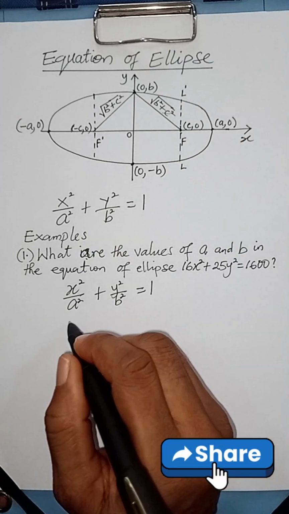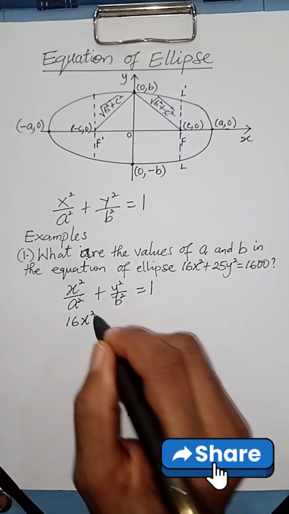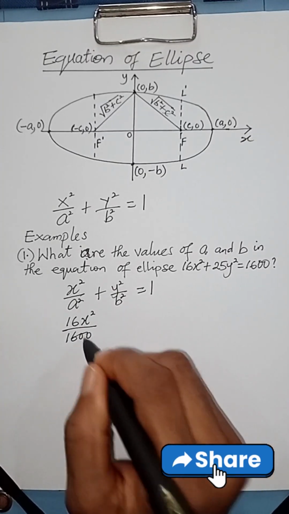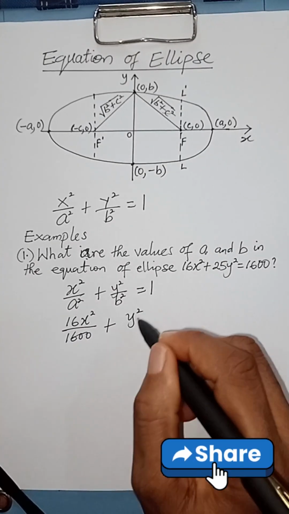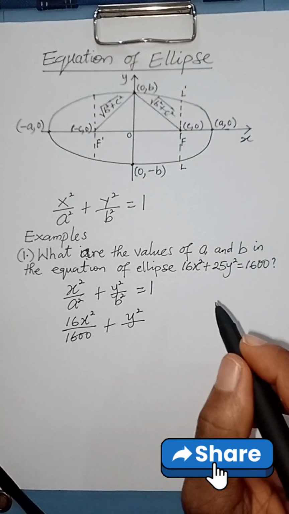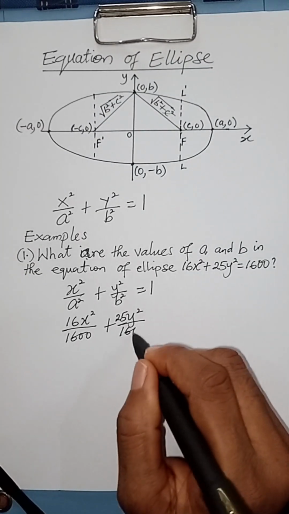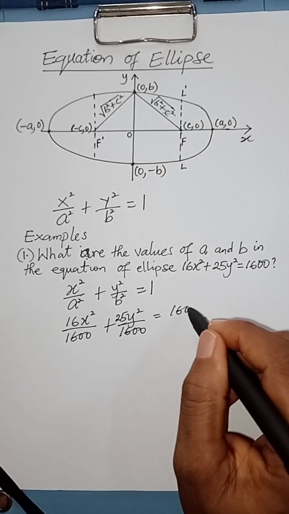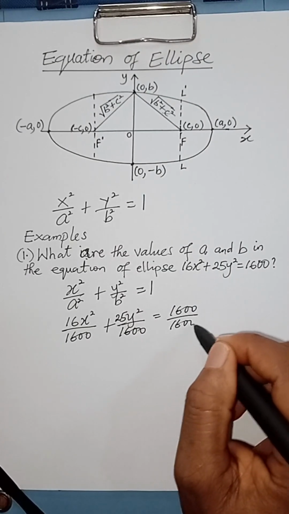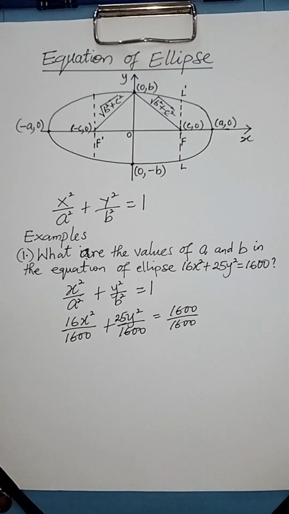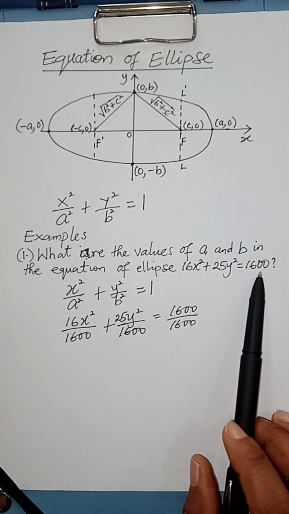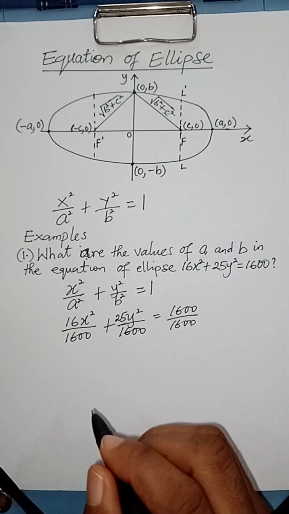So it's going to be 16x squared divided by 1600 plus 25y squared, so please pardon me, divided by 1600 equal to 1600 divided by 1600. So I've succeeded in dividing through by 1600. And if you do that, you're going to have this.